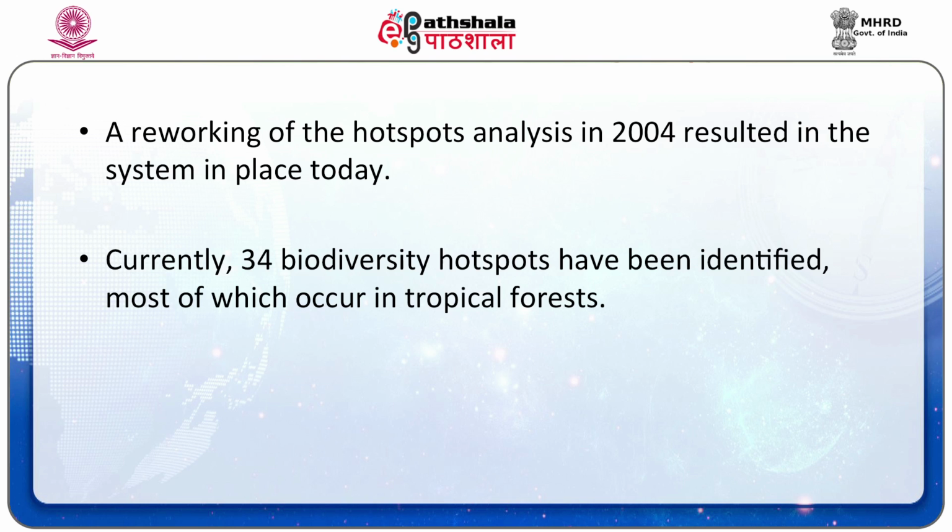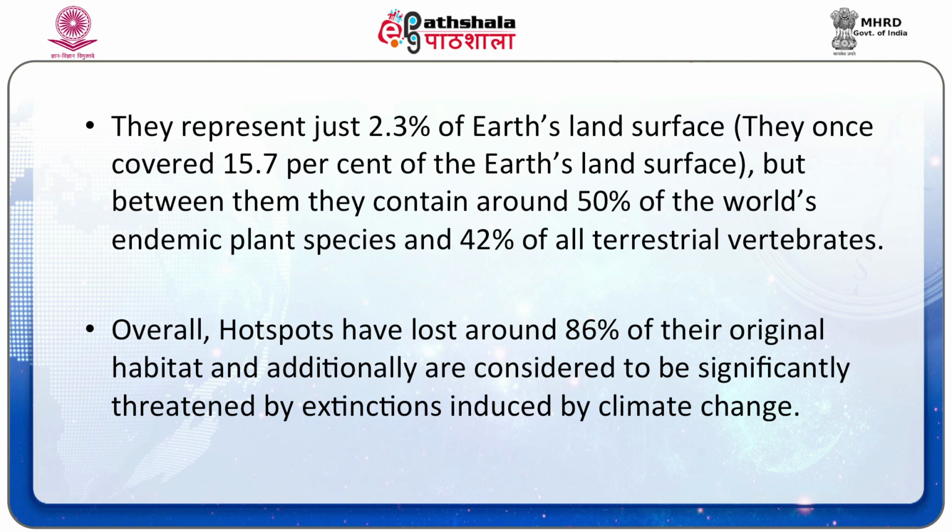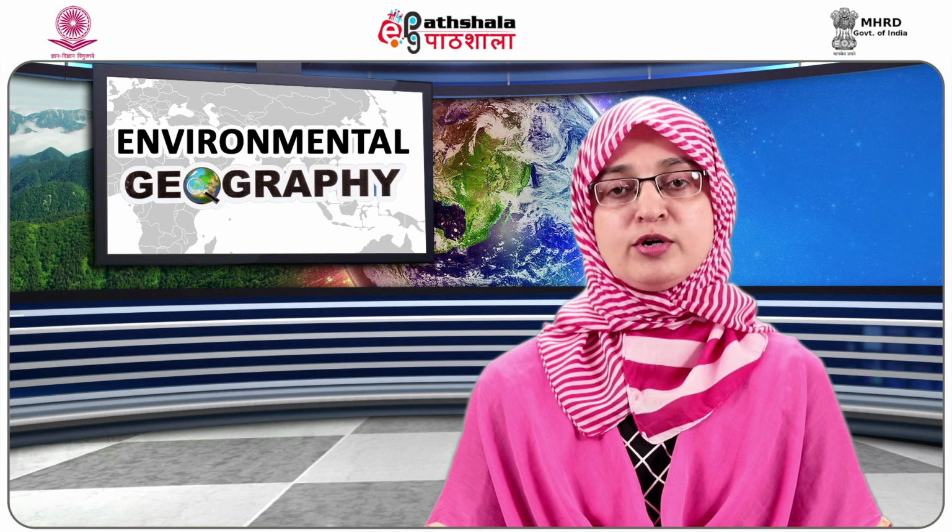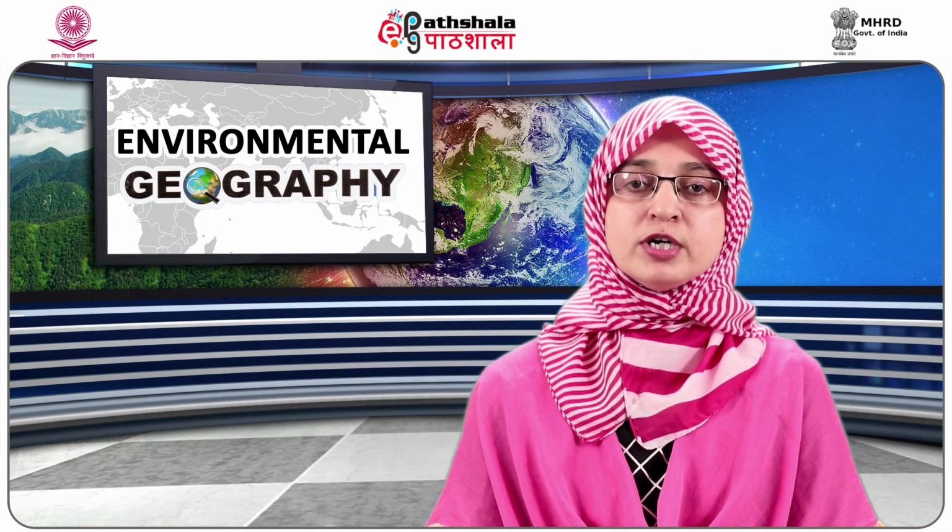Currently, 34 biodiversity hotspots have been identified, most of which occur in tropical forest. They represent just 2.3% of Earth's land surface. They once covered 15.7% of the Earth's land surface, but between them, they contain around 50% of the world's endemic plant species and 42% of all terrestrial vertebrates. Overall, hotspots have lost around 86% of their original habitat and additionally are considered to be significantly threatened by extinctions induced by climate change.